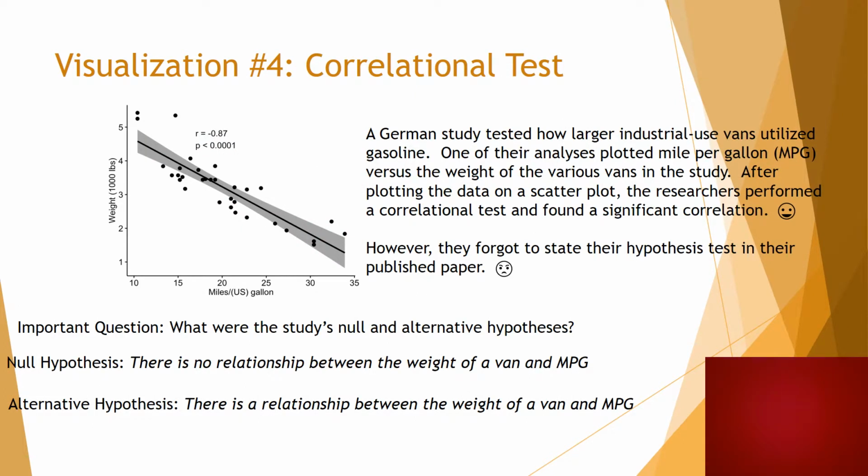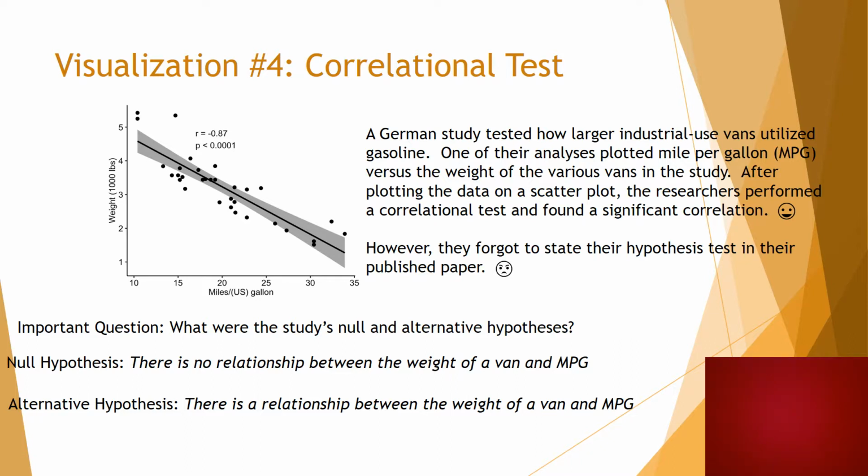Visualization number 4, correlational test. A German study tested how larger industrial use vans utilized gasoline. One of their analyses plotted miles per gallon, or MPG, versus the weight of the various vans in the study. After plotting the data on a scatter plot, the researchers performed a correlational test and found a significant correlation. However, they forgot to state their hypothesis test in their published paper. So the question is, what were the study's null and alternative hypotheses?